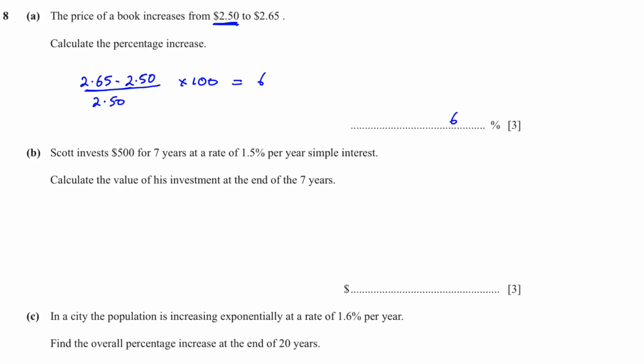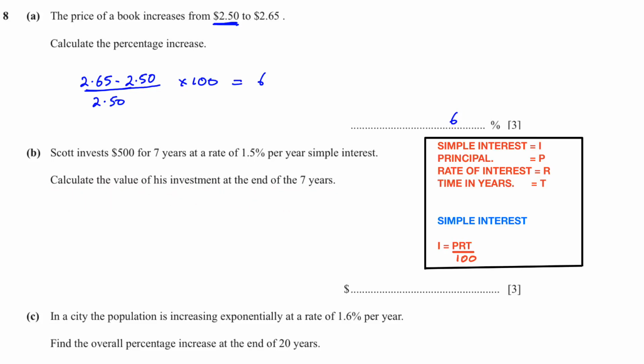Part B. Scott invests $500 for 7 years at a rate of 1.5% per year, simple interest. Calculate the value of his investment at the end of the 7 years. We will use this formula. Interest is equal to PRT over 100. P is your principal, R is your rate of interest, and T is time in years. So here P is 500, time in years is 7, and rate of interest is 1.5%.